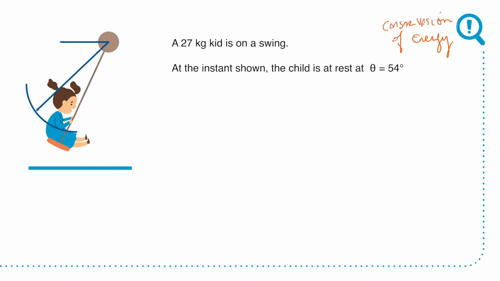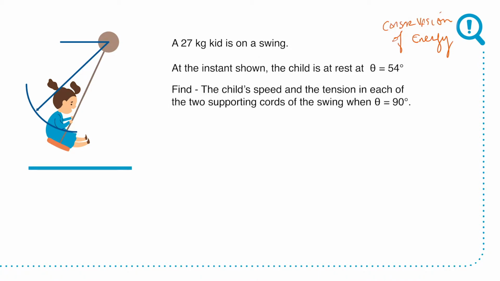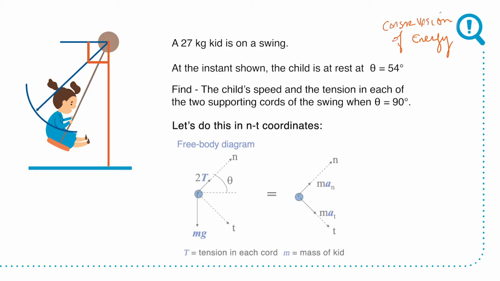What's happening is you have a kid, 27 kilos, and at the instant shown, the kid is at rest at a theta of 54 degrees. You're asked to find the child speed and the tension in each of the two supporting cords when theta is equal to 90. So that would be when this is like this. So the kid starts at some point in the swing, ends up at the other end. Okay, and we're going to do this in t coordinates.